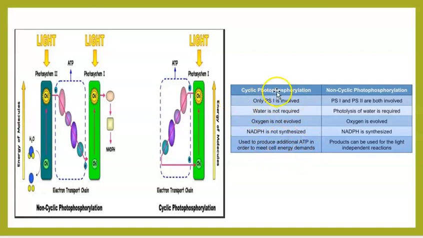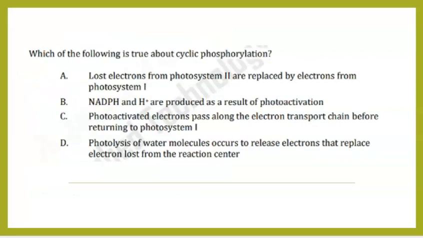So why do the cells have to do cyclic phosphorylation? Just to make additional ATP. Why do cells do non-cyclic? So that you get ATP and NADPH for phase 2 of photosynthesis. That's the purpose. Depending upon what the cell needs, it will either go for the cyclic or the non-cyclic phosphorylation. Finally, we will discuss one question and we'll end this video.